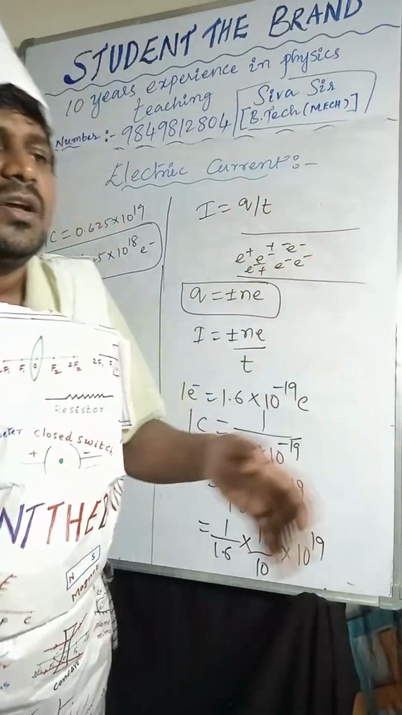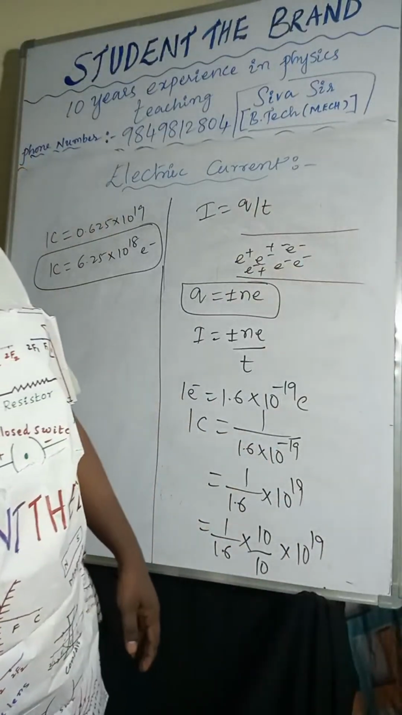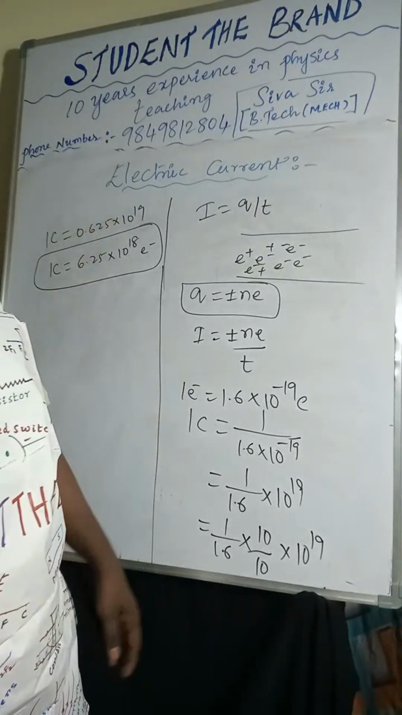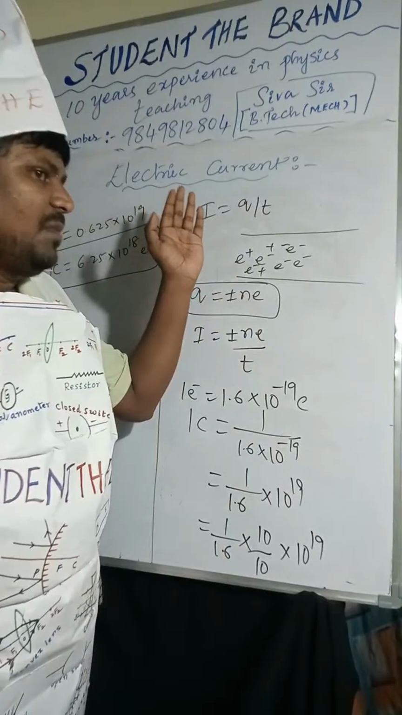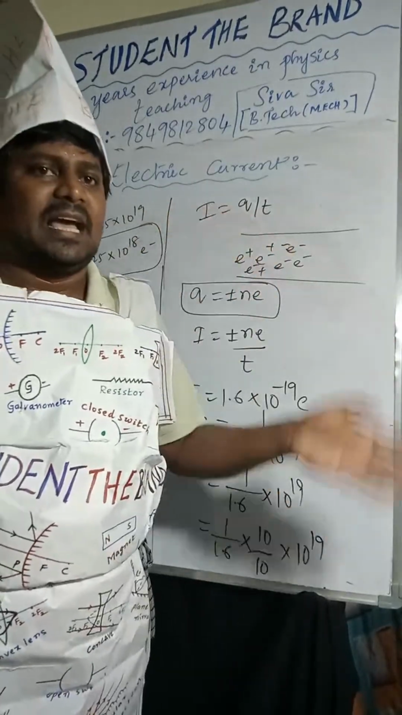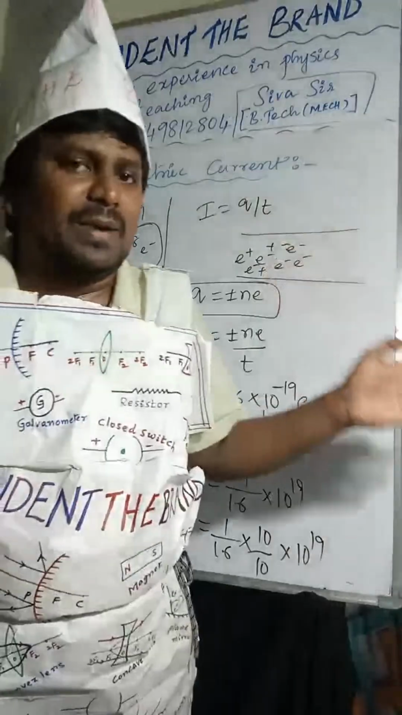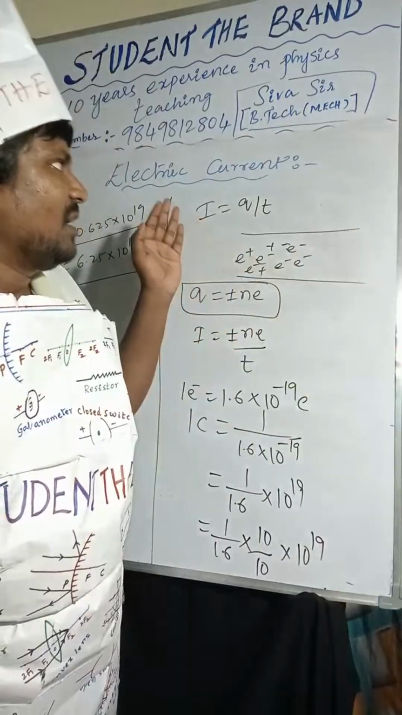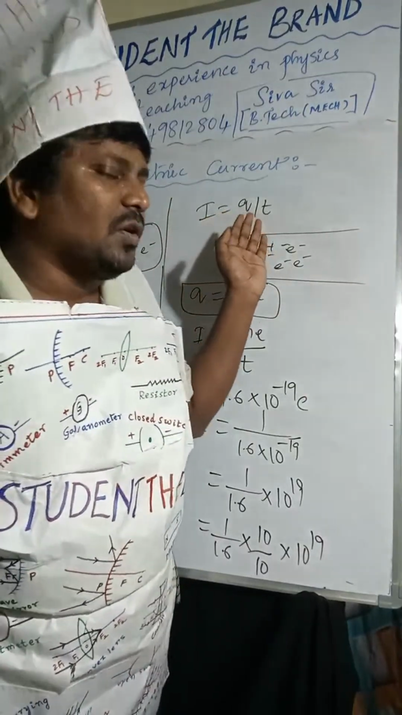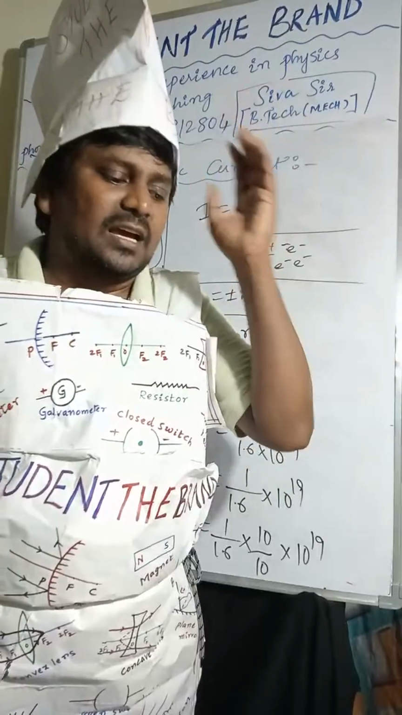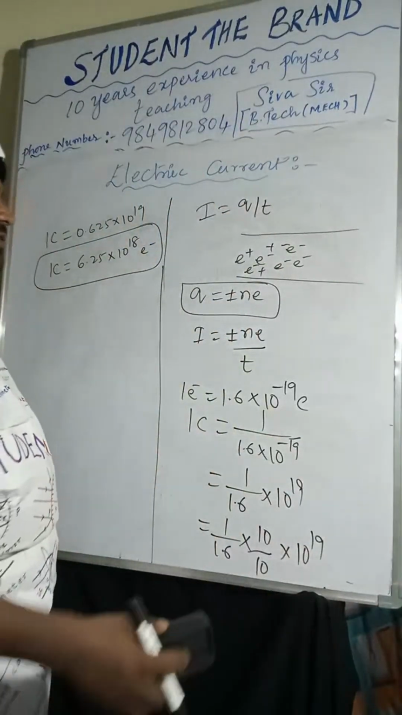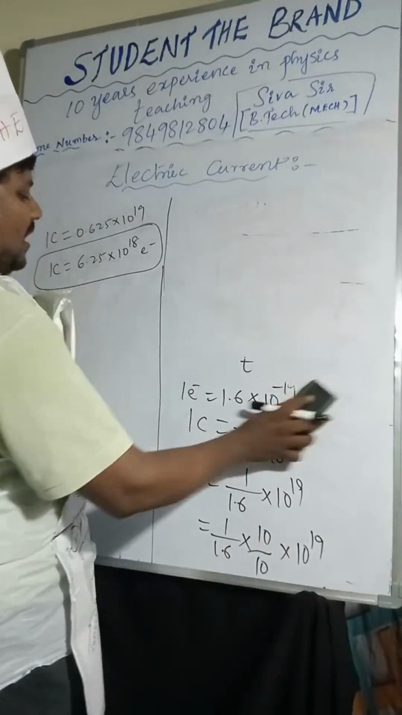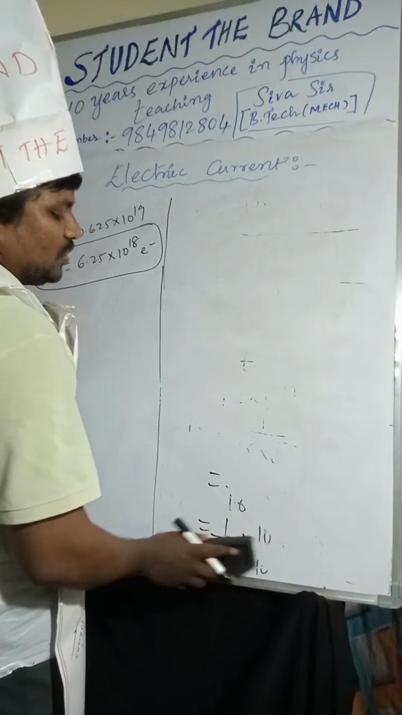I equal to Q by T. The SI unit of current is ampere, the SI unit of charge is coulomb, the SI unit of time is second. So the rate of flow of charge is called electric current. Now we can go to the next topic.